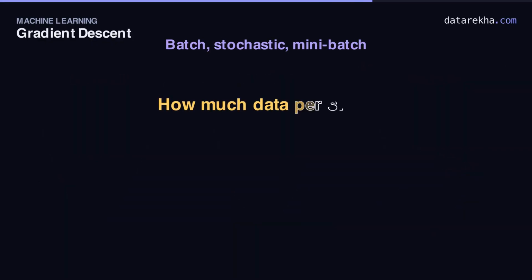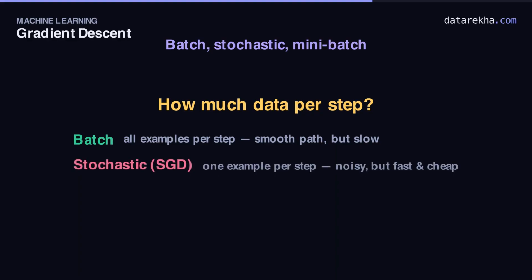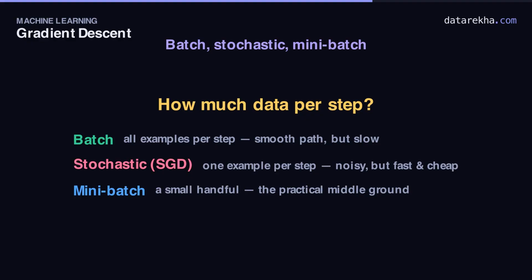One practical wrinkle. To compute the true gradient, you'd sum the error over every training example. And with millions of them, a single step becomes painfully expensive. So there's a family of choices for how much data to use per step. Batch gradient descent uses all the data every step. Its path is smooth and true, but each step is heavy.